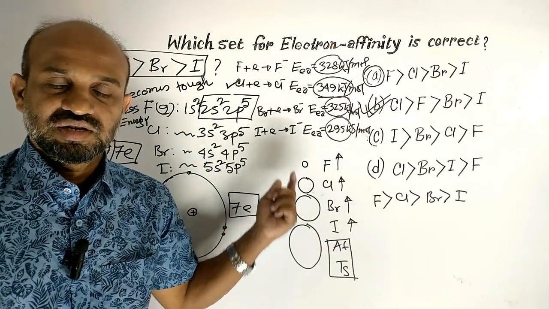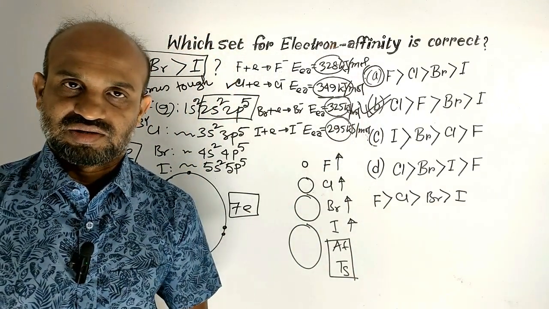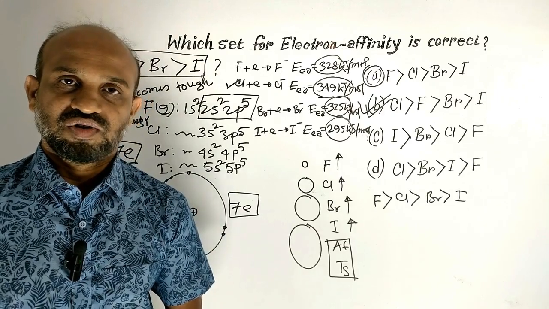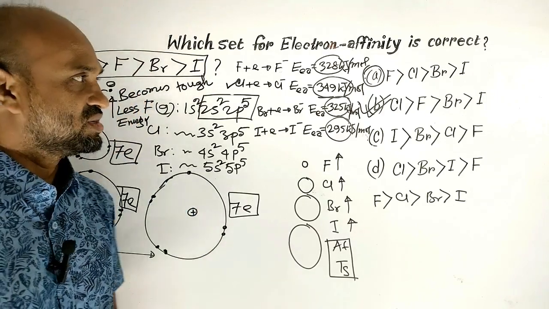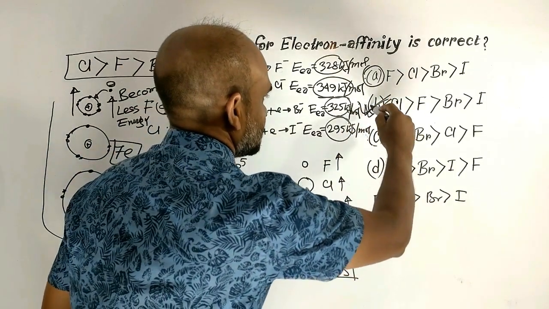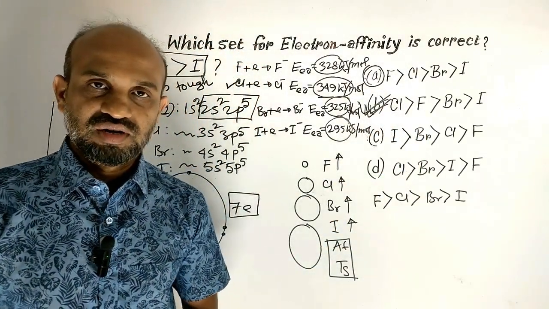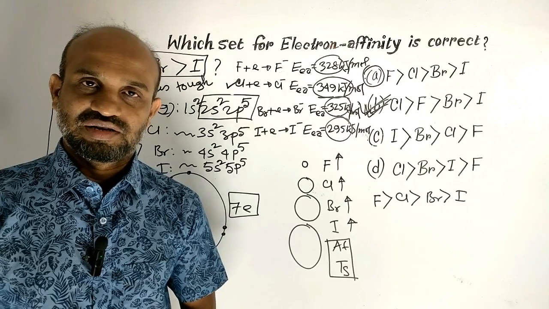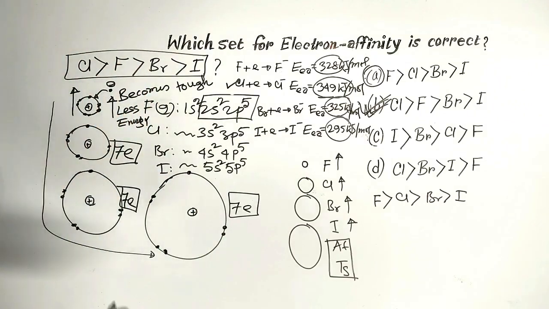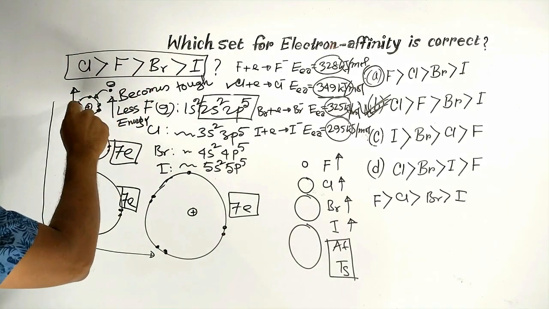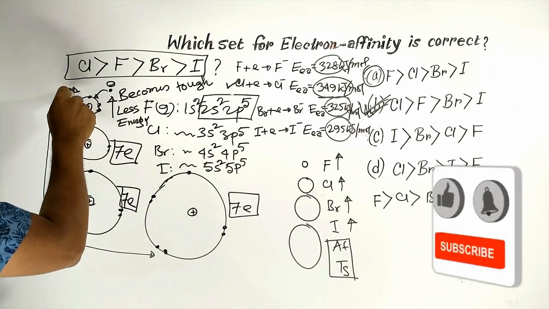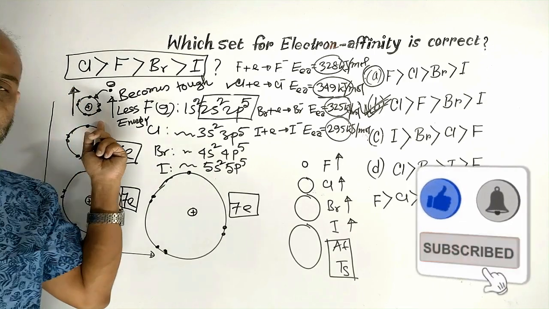Electron affinity of the halogens: which set for electron affinity is correct? This is the set. Firstly chlorine, then fluorine, then bromine, and then iodine, due to the size of the atoms and the concentration of electrons in their outermost shells.